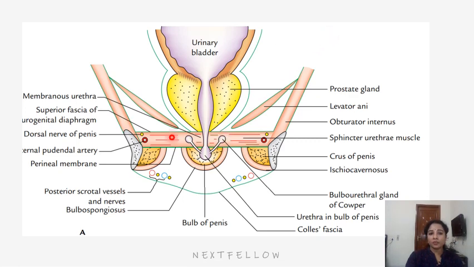And apart from these, we can see the branches of internal pudendal artery, which is called the artery of penis, and branches of pudendal nerve, which is called dorsal nerve of penis. So these are the contents in males.